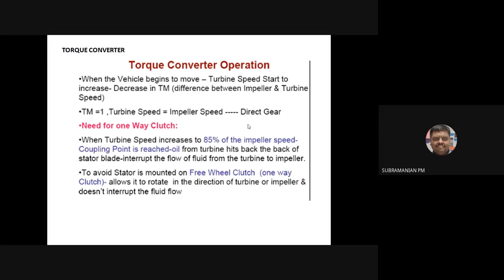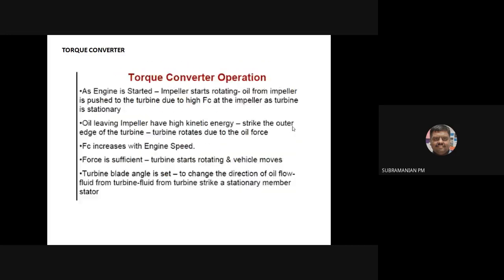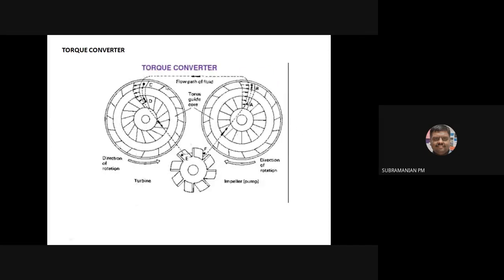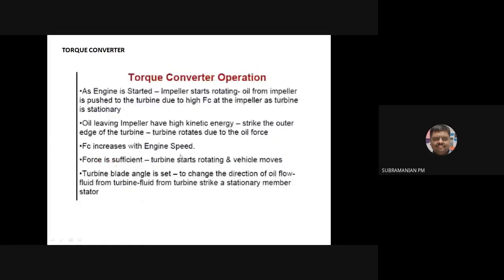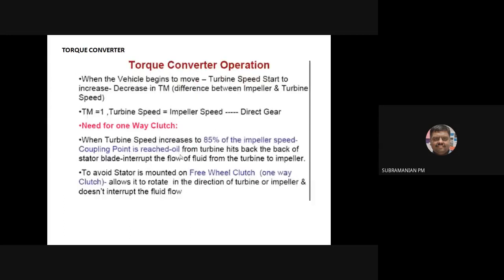So at that time, what will happen? You can see, the fluid coming from the turbine should strike this portion of my stator. There are two portions on the stator blade, convex and concave. I can call this one the front and that one the back. When the coupling point is reached, the fluid coming from the turbine will not strike at point E. It will strike the back side. So I have to release my stator, that is, I have to allow free wheeling of my stator.